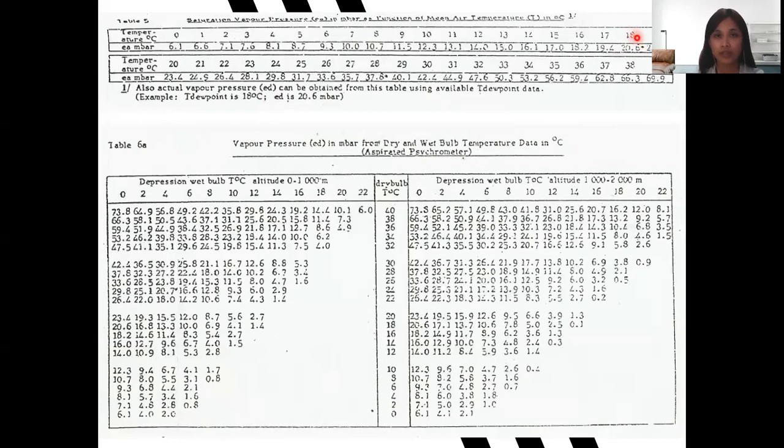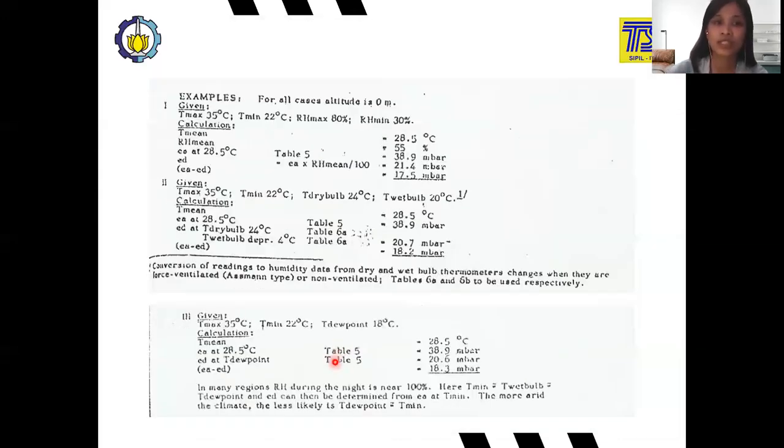So from the table, we have the vapor pressure of 20.6 mbar by using 18 degrees Celsius as the dew point temperature. For the third method, we only use table number 5. For the second method, we use table number 5 and table number 6. And for the first method, we use table number 5 and this equation right here. So that's the difference. It depends on the data that you have.